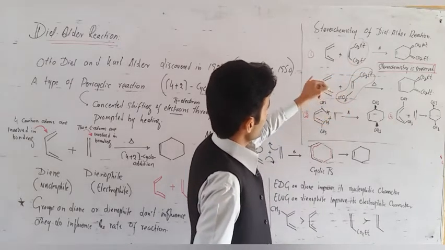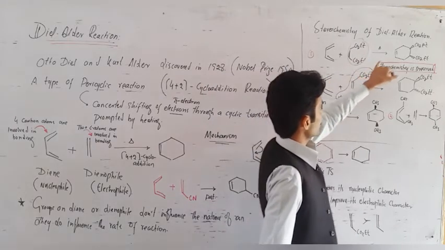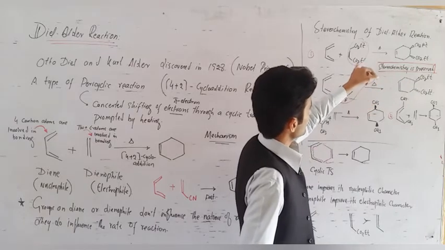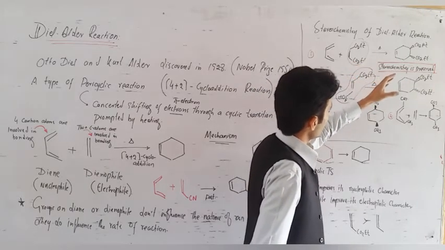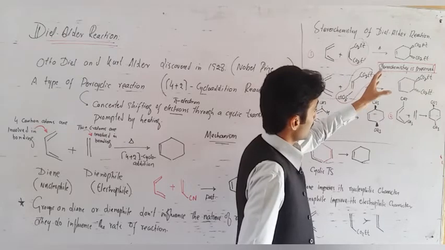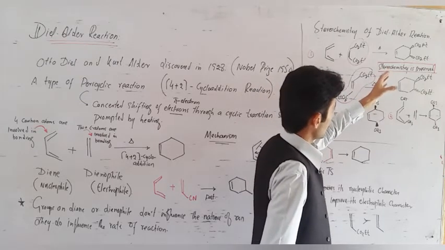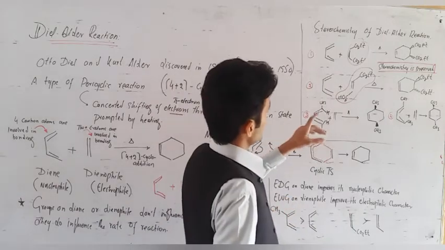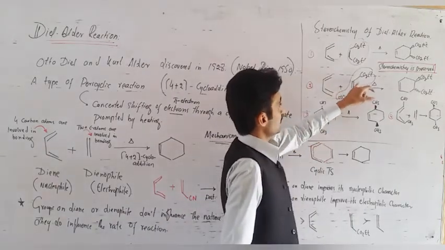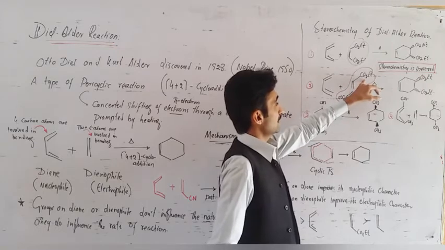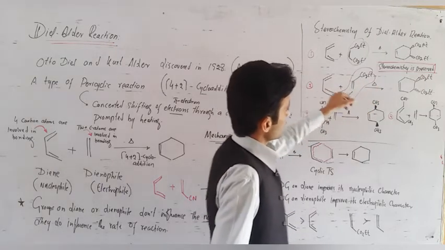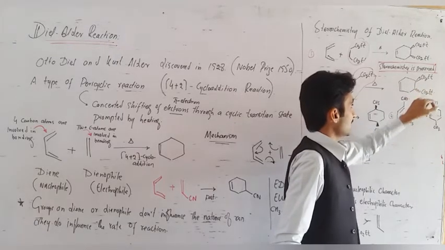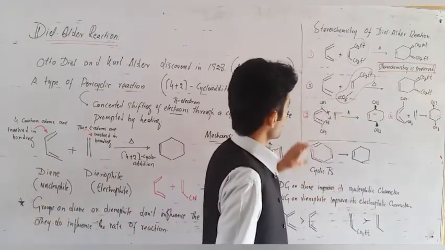Just as an example, here we have taken a dienophile with both electron withdrawing groups on the same side. When cyclization takes place in the presence of heat, it gives a product in which both the electron withdrawing substituents are either above the plane or below the plane. But if we rotate the dienophile by making one group opposite to the other group, then its configuration will be changed in the product. One group will be above the plane and another group will be below the plane.